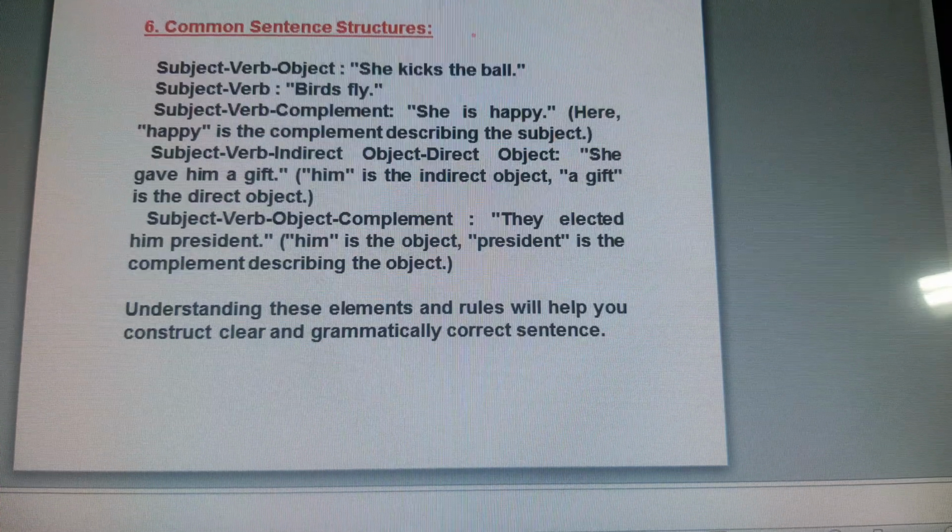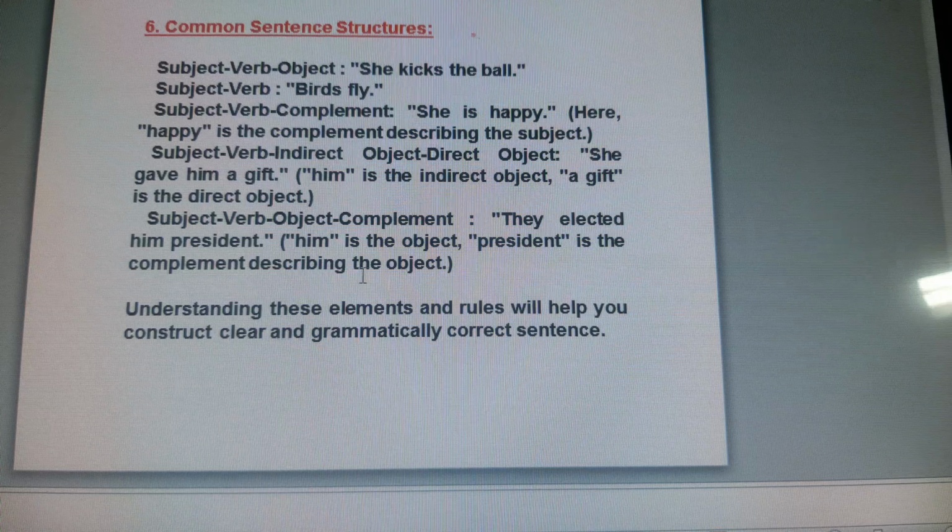Now I am going to sixth slide. Common sentence structure: subject, verb, object. She kicks the ball. Subject, verb: birds fly. Subject, verb, complement. She is happy. Here, happy is the complement describing the subject. Subject, verb, indirect object, direct object. She gave him a gift. Him is the indirect object. A gift is the direct object. Subject, verb, object, complement. They elected him president. Him is the object. President is the complement describing the object.